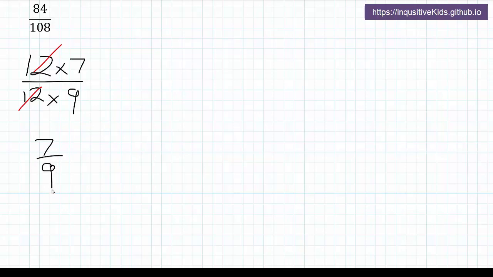84 is 12 times 7 and 108 is 12 times 9. Now we don't have to simplify all of them to the smallest factors. The 12's will cancel out and we'll be left with 7 over 9. 84 over 108 is equal to 7 over 9.